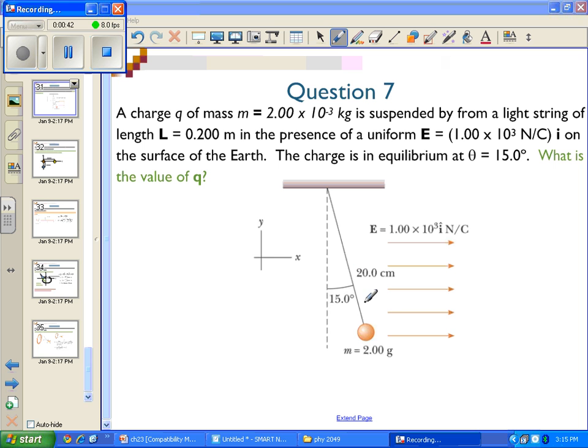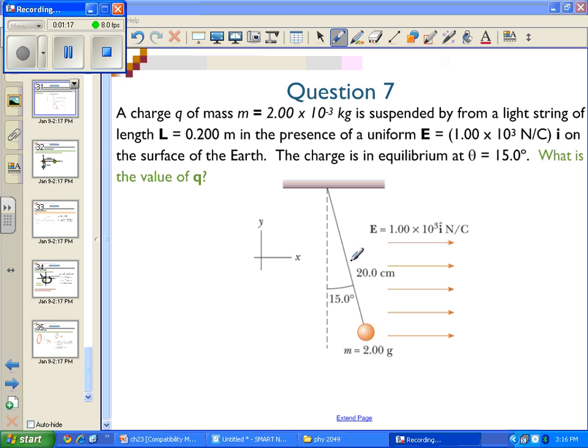Now, this charge of mass M is located in the presence of a uniform electric field directed along the i-hat direction. That is, every point in the space around this charge, the value of the electric field is constant. Again, there's a source charge that produced this electric field, but we really don't care anything about the source charge other than the fact that the electric field has this value in the region that surrounds our charge in question.